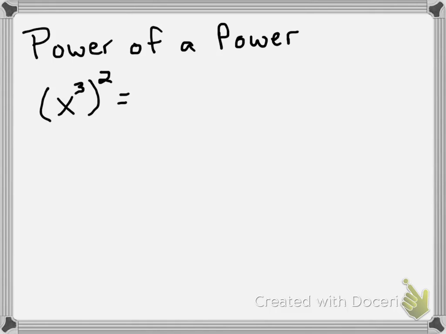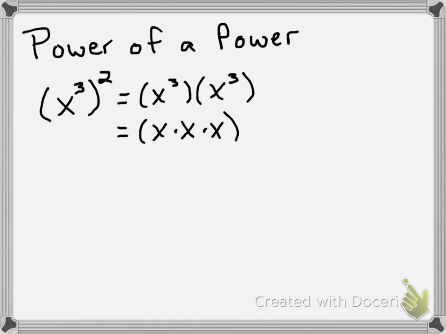This means that I have x to the third times x to the third, right? Because squared means you multiply this times itself twice. So x to the third times x to the third. Now I'm going to go ahead and expand this out. And this is x times x times x times x times x times x.